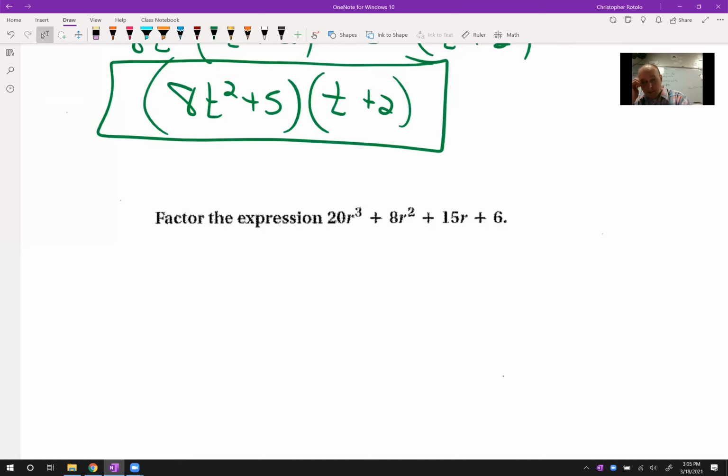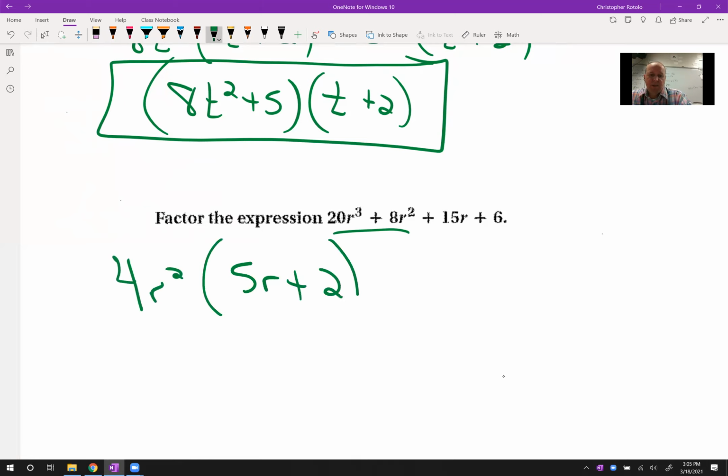All right, the next one, first two terms. Let's see, 20 and 8, both divisible by 2, but I think there's more. 4, right? 4, r cubed and r squared, so they both have at least r squared, so I need 5r plus 2. I need to get 5r plus 2.